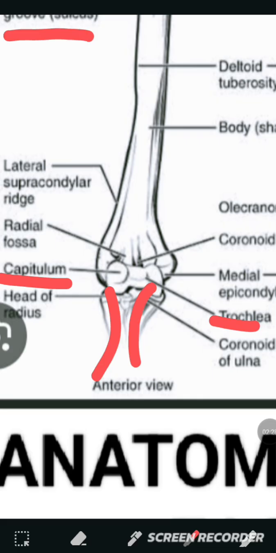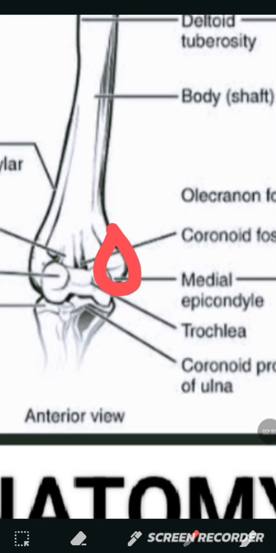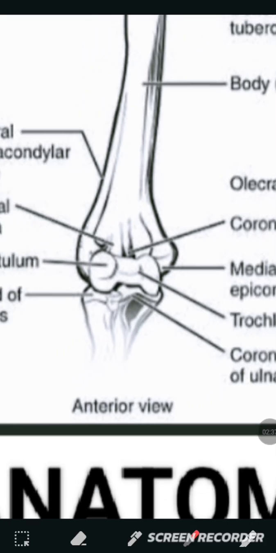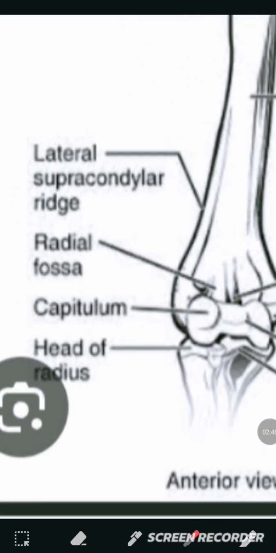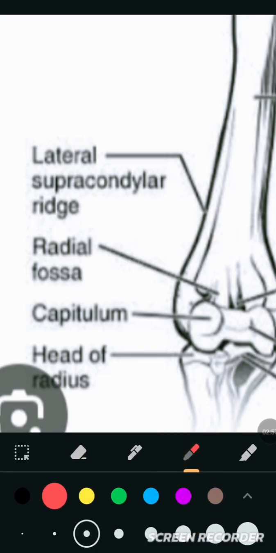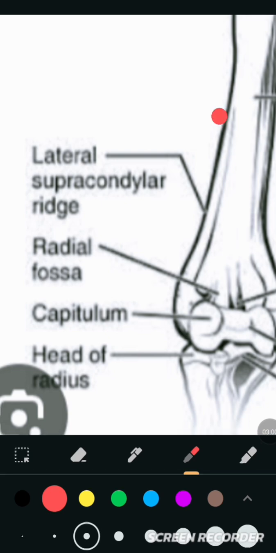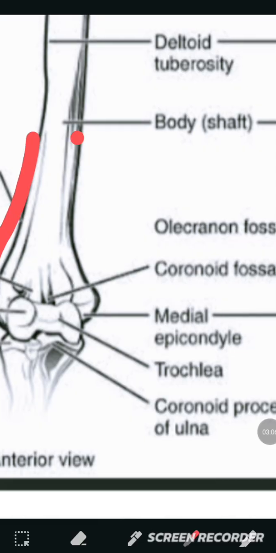Similarly, we have two epicondyles on the lower end. This epicondyle is called the medial epicondyle, as it is on the medial side, and this epicondyle, which is on the side of the radius, is called the lateral epicondyle. The ridges which run down to the epicondyles are called supracondylar ridges. The ridge on the lateral side is called the lateral supracondylar ridge, and the ridge on the medial side is called the medial supracondylar ridge.